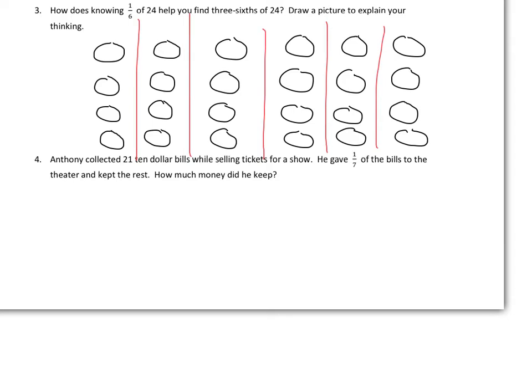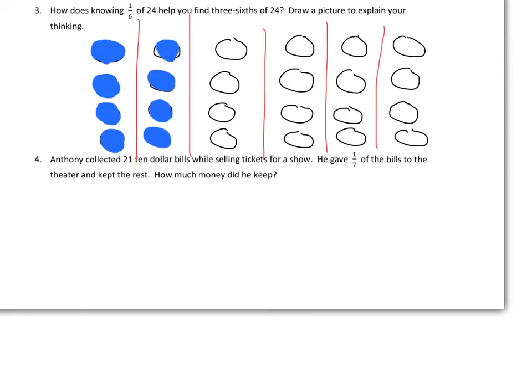Now I'm going to shade 1/6 of this picture. 1/6 of 24 is 4. So how can this help me when trying to figure out what 3/6 of 24 is? By knowing that 1/6 is 4, I can either count by 4s until I get to 3/6, or I can keep shading here to figure out how much 3/6 of 24 is. Let's shade another group of 6 and see how much that takes us to.